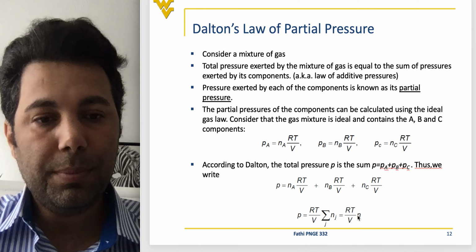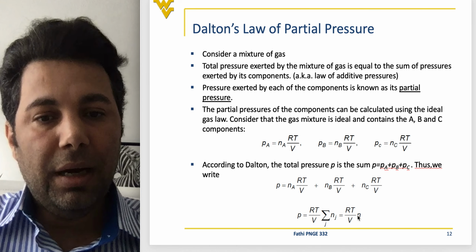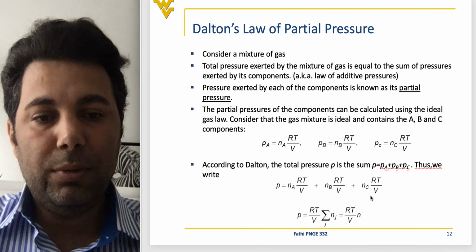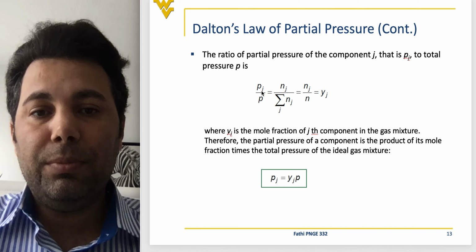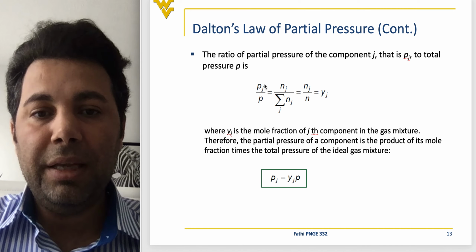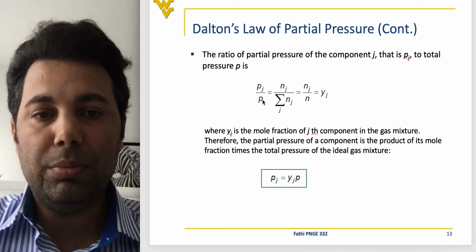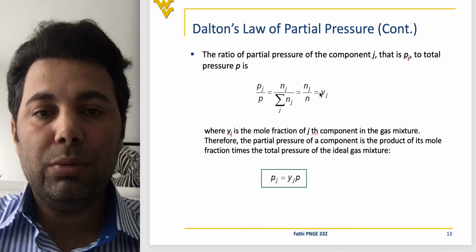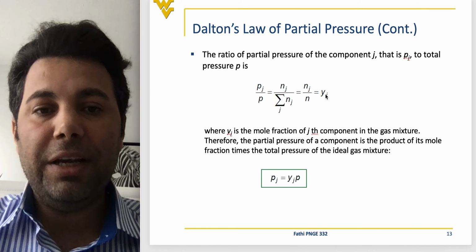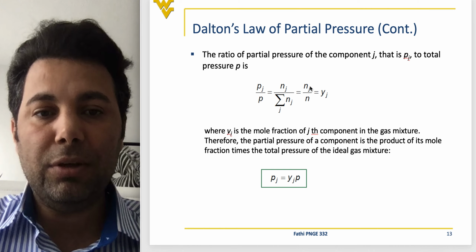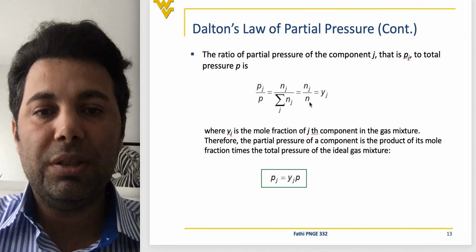Here I can rearrange this equation such that the partial pressure exerted by any component divided by the total pressure becomes equal to the mole fraction of that component. The mole fraction is basically the number of moles of that component divided by the total number of moles in the mixture.